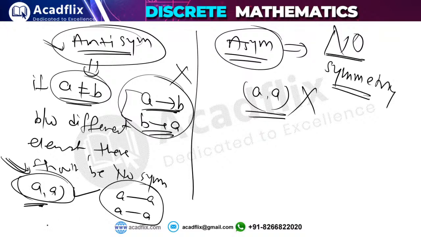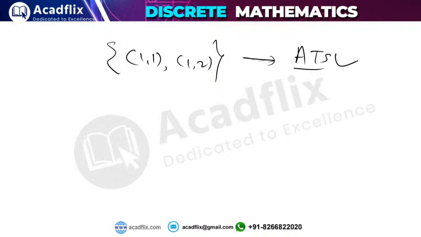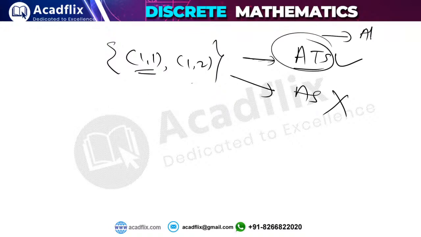So for example, consider this example. Let's assume that this is your relation: 1, 1, 1, 2. This relation is antisymmetric. Why? Because between different elements there is no symmetry. This relation is not asymmetric because of this 1, 1. Antisymmetric allows reflexive pairs. Basically antisymmetric does not have any problem with reflexive pairs.